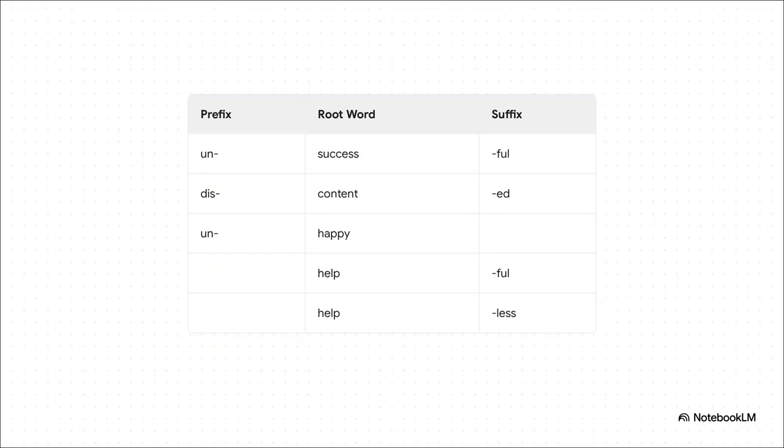Look at unsuccessful. Chop off the un at the beginning and the full at the end, and what's left? Success. Easy. How about discontented? Take off dis and ed, and you're left with content. Unhappy is even easier. Just take off un, and you get happy. And you can see how this works with a simple root like help. Add full, and you get helpful. Add less and you get helpless. It's kind of like unwrapping a present to find something you already recognize inside.